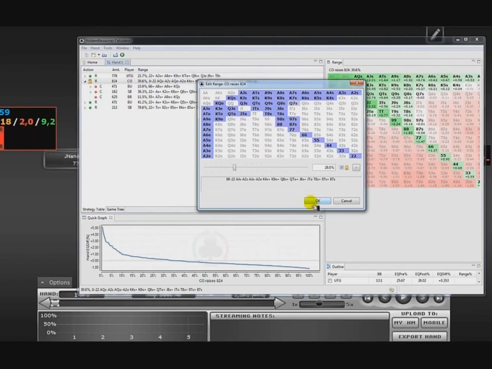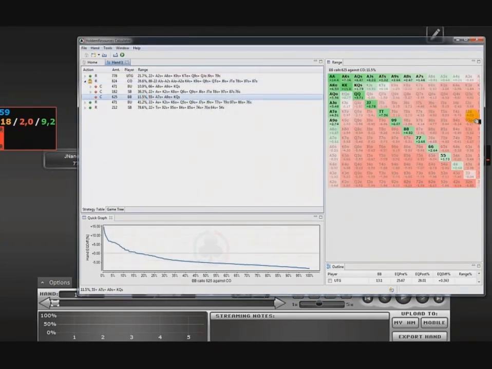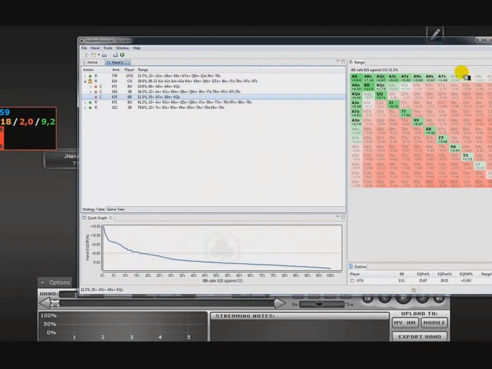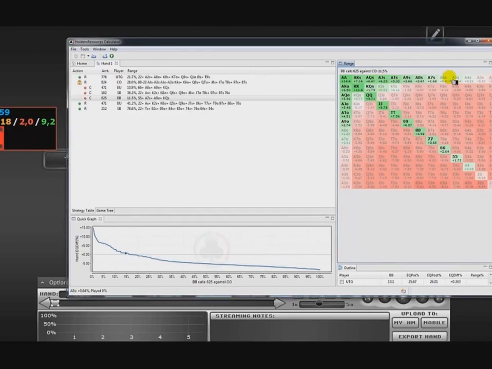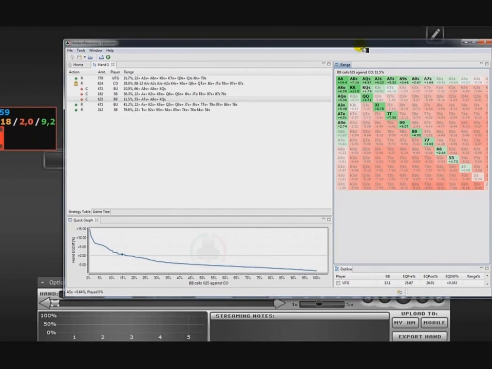So let's look at the EV when villain jams this range. Now we see that we have so much EV now. We had minus 0.16 and now we have plus 0.81. And we can call hands like ace 5 suited, ace 4 suited, pocket 4s, ace 8 offsuit, ace 7 offsuit, even king 10 suited. So we can call way looser than Nash.